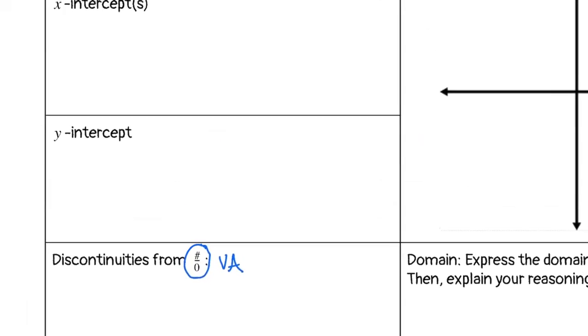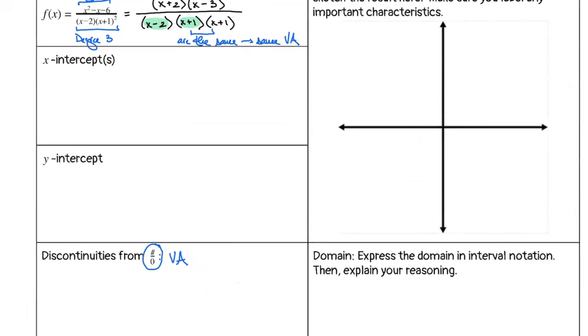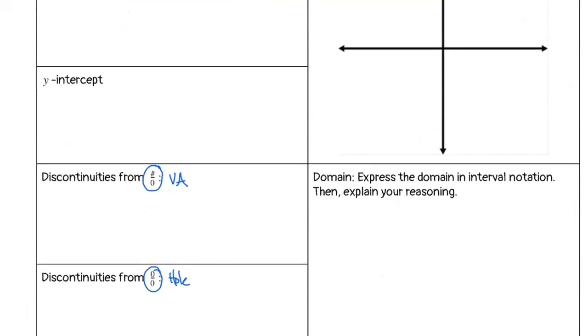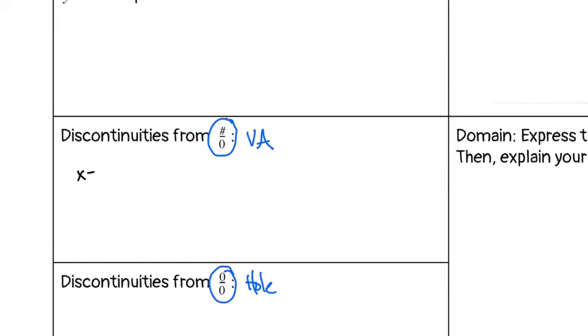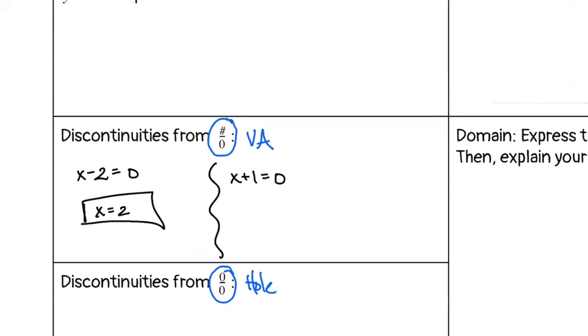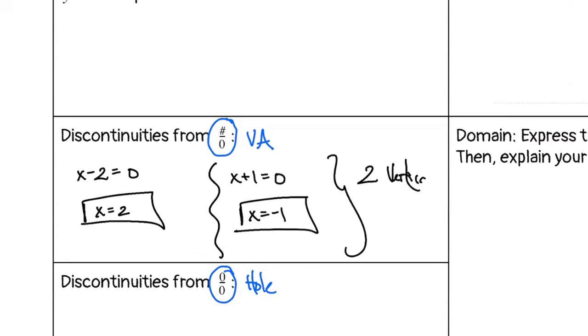And so if we scroll back up here for a moment, we'll notice that we've got 2 that we colored in this green, x minus 2 and x plus 1. And so I'm going to come down here and say that we have x minus 2 equals 0, and we have x plus 1 equals 0. Which means that there's one vertical asymptote at x equals 2 and another one at x equals -1. Okay, so there are in fact 2 vertical asymptotes.